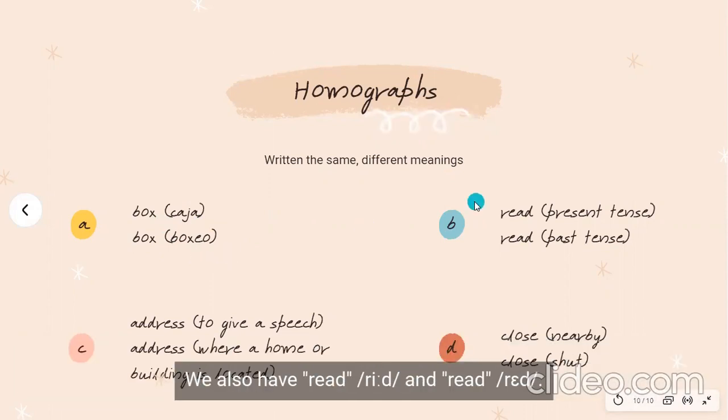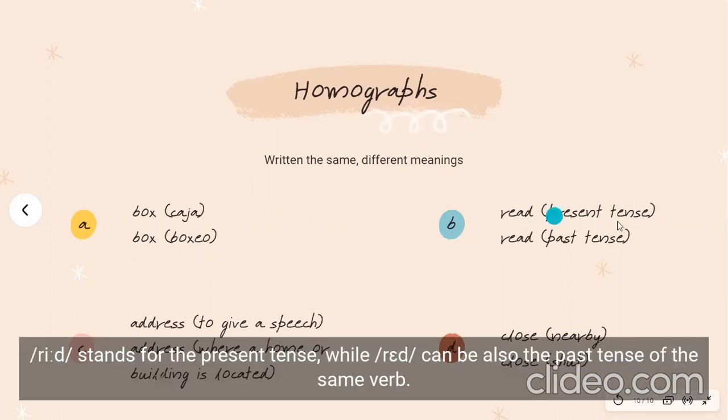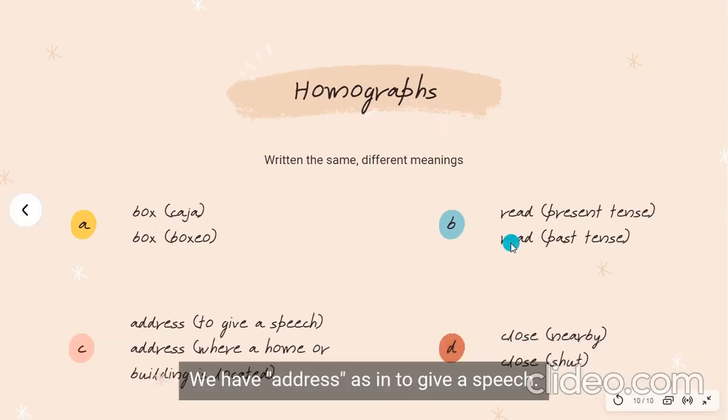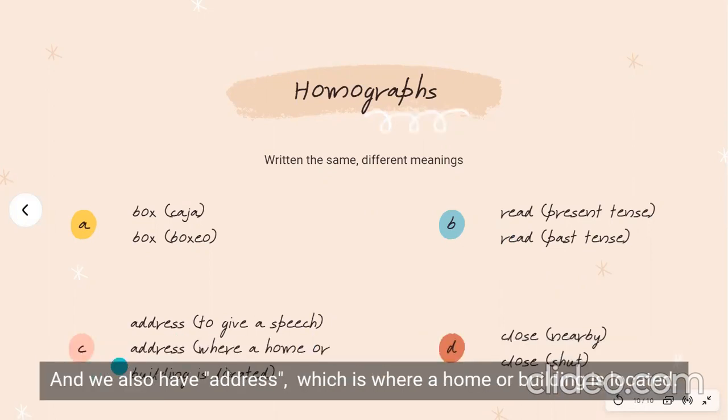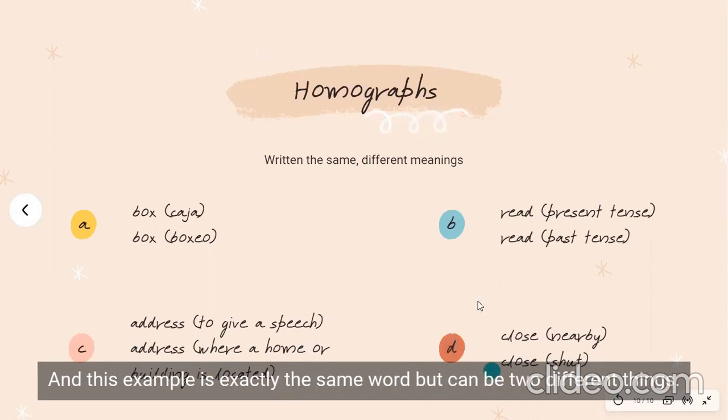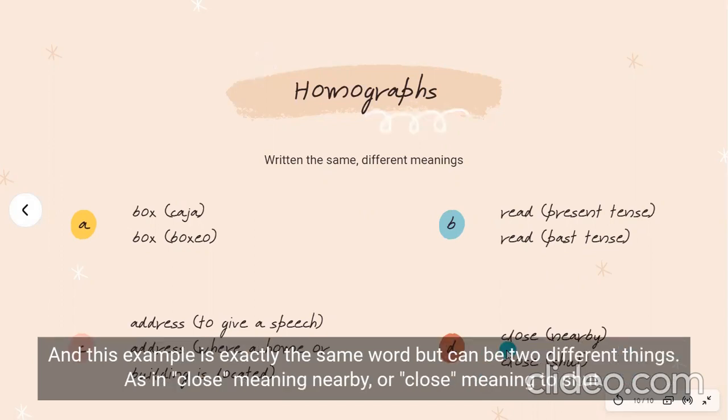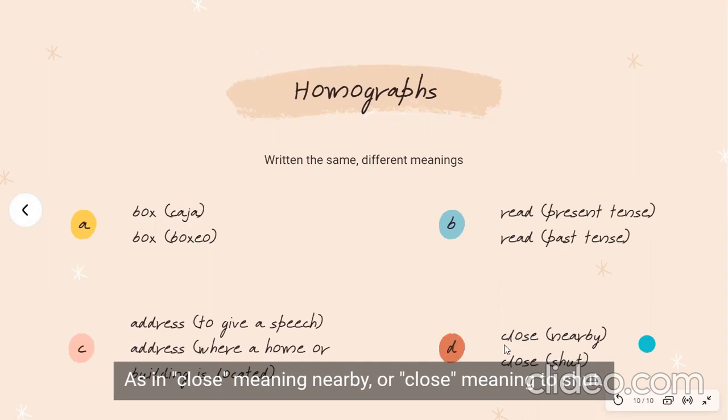We also have read and read. Read stands for the present tense, but read can also be the past tense of the same verb. We also have address, as in to give a speech, and we also have address, which is where a home or building is located. And this example is exactly the same word, but can mean two different things, as in close, nearby, or close, to shut.